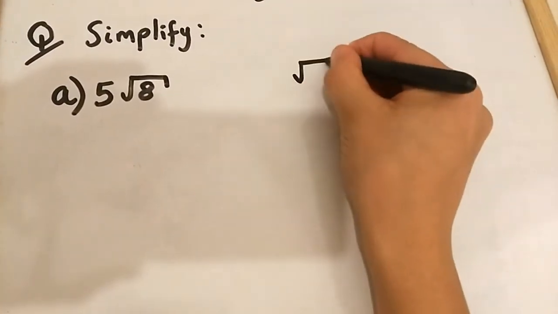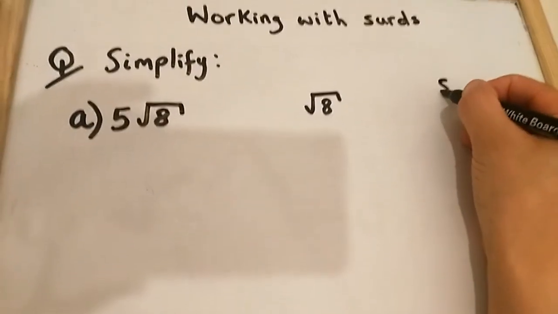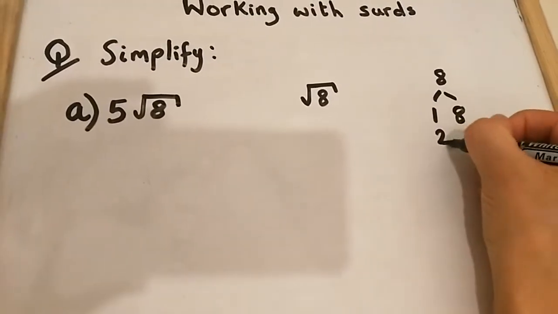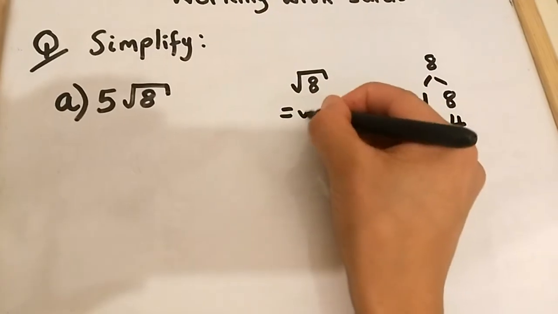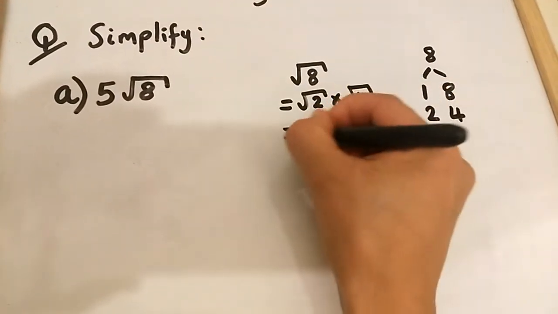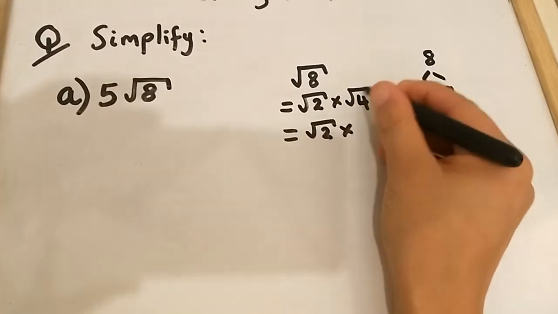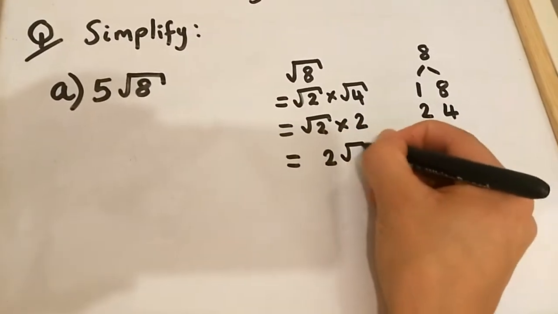So I'm going to take root 8 to the side and find the factors of 8: 1 and 8, 2 and 4. Simplify root 8, so you get root 2 times root 4. The square root of 2 stays as it is, times the square root of 4, which is 2. So we get 2 root 2.